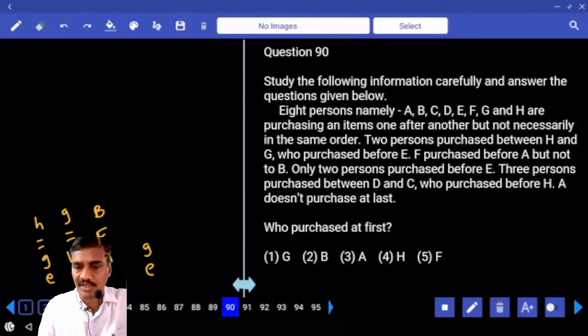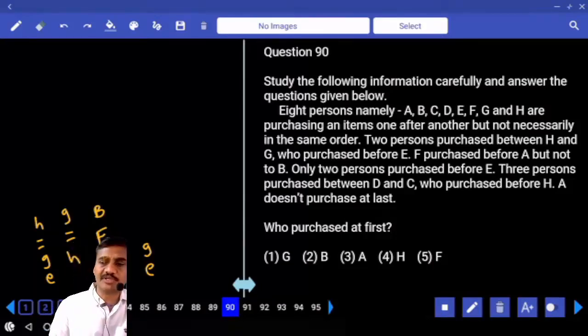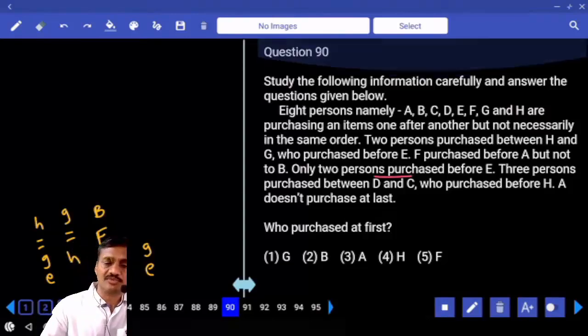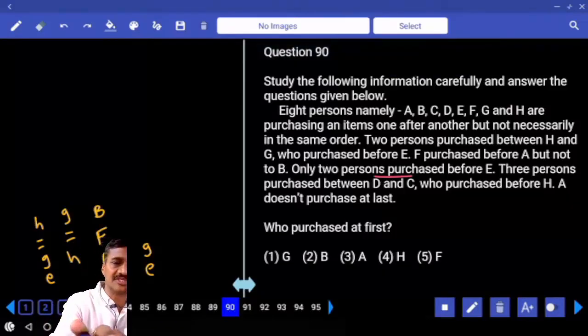And next one, only 2 persons purchased before E. This is crucial information. As only 2 persons purchased before E, how many persons do we have? We have 8 persons. 4, 5, 6, 7, 8. And they get 8 members.